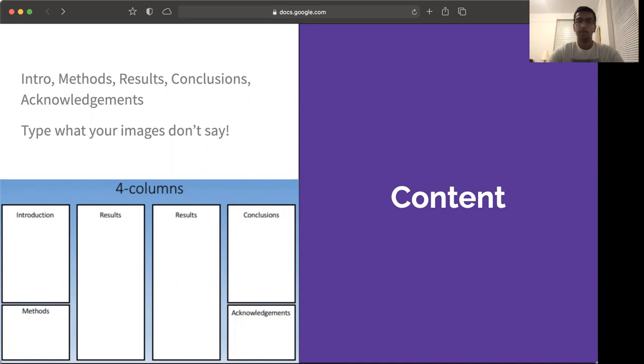And another helpful guideline is to type what your images don't say. Images and diagrams say a lot for your research. And if there's something important that the images don't say, that's something you're going to want to type.